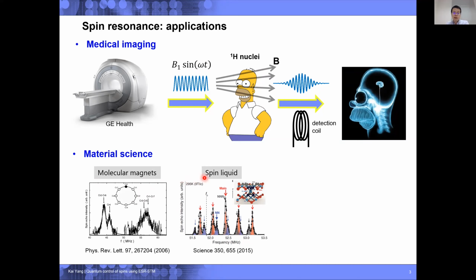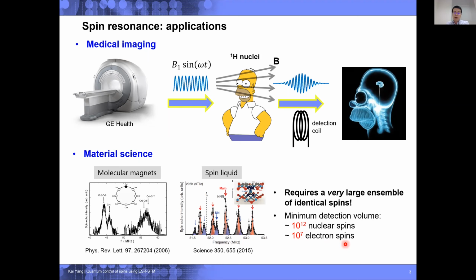But the downside of this conventional bulk spin resonance is that the detection of the signals requires a large number of spins. So this is because here the spin resonance signal is basically the macroscopic induced current in this so-called receiver coil. So this requires a lot of spins. For example, for the electron spin resonance, it takes about 10^7 electron spins to have enough signal-to-noise ratio. So this means the bulk spin resonance doesn't have enough spatial resolution, and it cannot be directly used to study the quantum behavior of the individual spins.